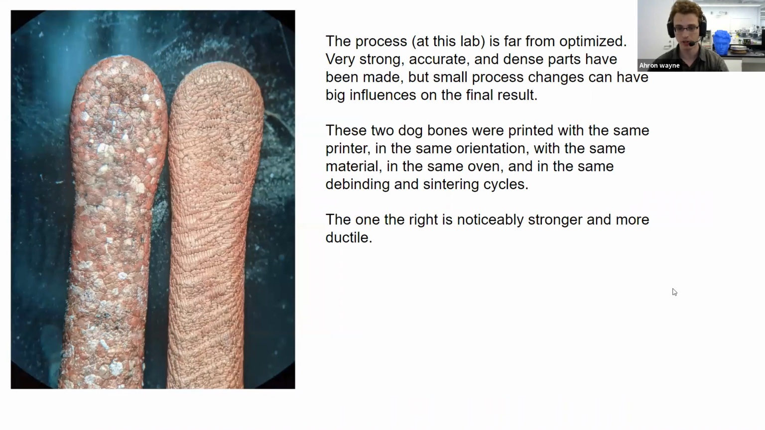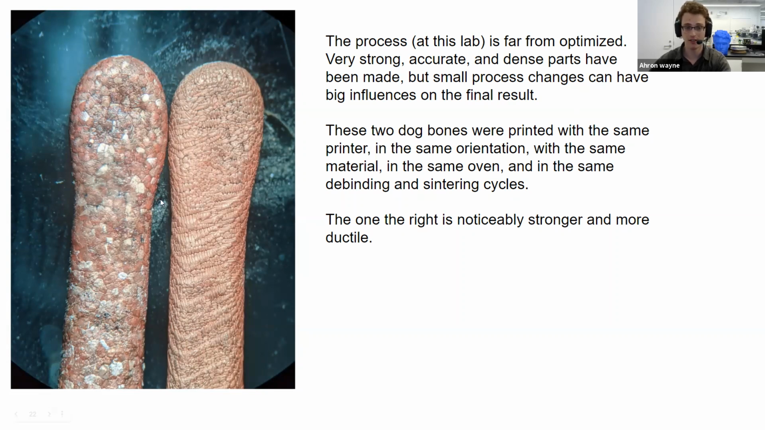Sometimes I'm a little brutally honest with our shortcomings with the technique or in the lab. So this process is definitely far from optimized. Both of these dog bones were sintered in the same conditions on paper and printed from the same file, everything the same, but we get these two dramatically different structures. And I'm very interested as to why, because I'd like for my process to be more consistent.